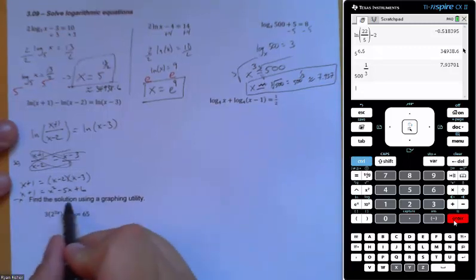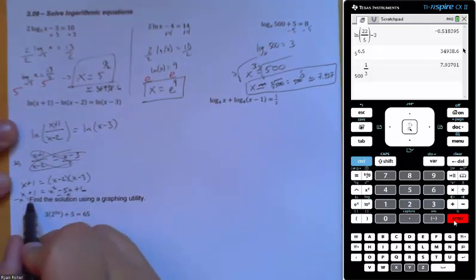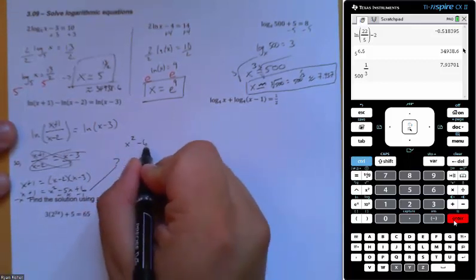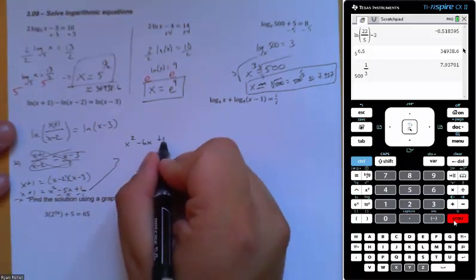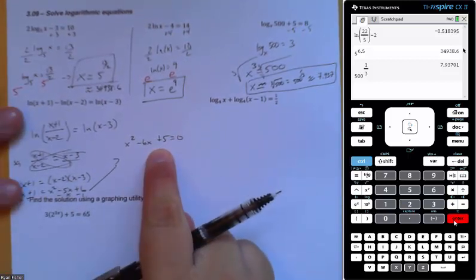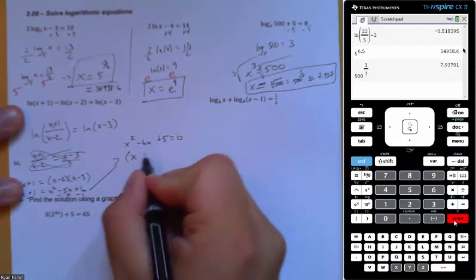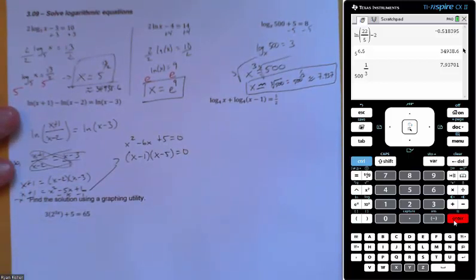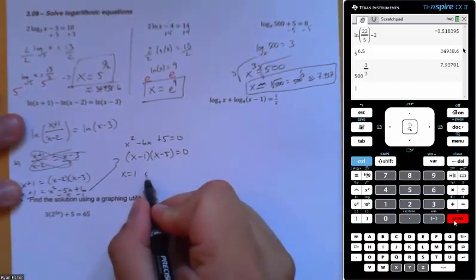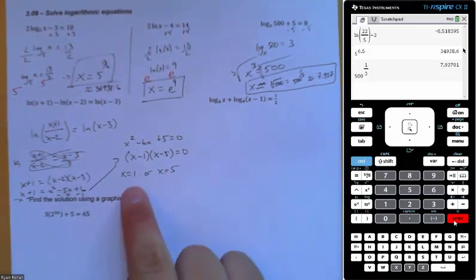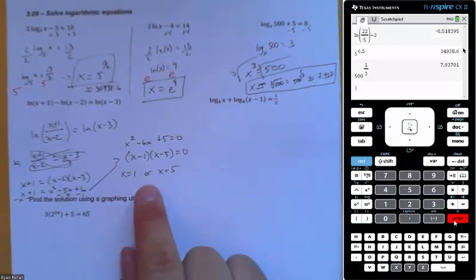I can subtract x from both sides. Subtract 1 and get x squared minus 6x plus 5 equals 0. This factors, in fact it does, to x minus 1 and x minus 5. So x equals 1 or x equals 5. It turns out that both of these are not solutions, only one is.